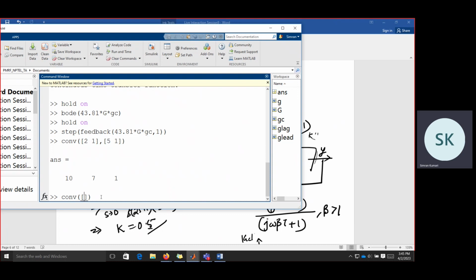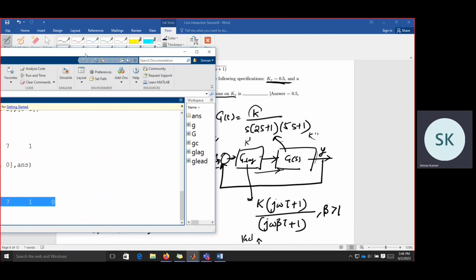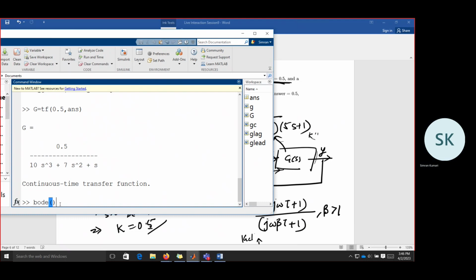So this would be 1, 0, comma, answer. So this is the overall coefficient in the denominator. Now, what is G? G is a transfer function with numerator 0.5 and denominator which is this answer. So this is the overall open loop transfer function, and we'll have a Bode plot for this one.